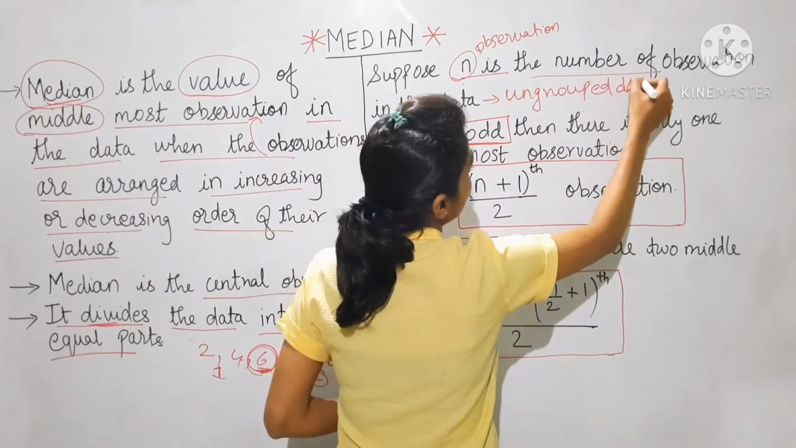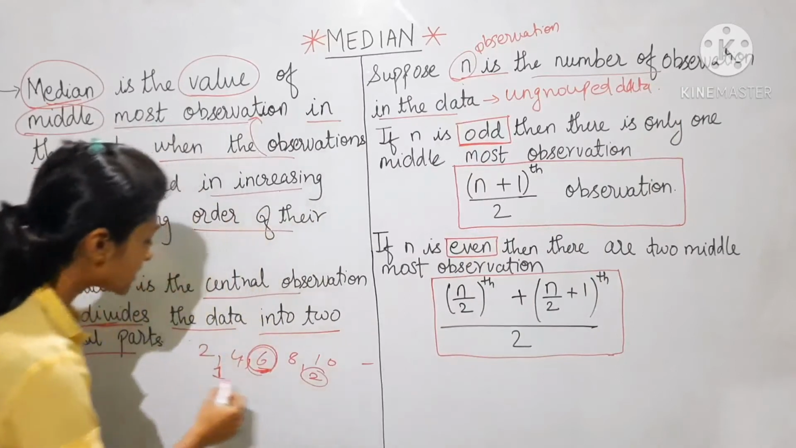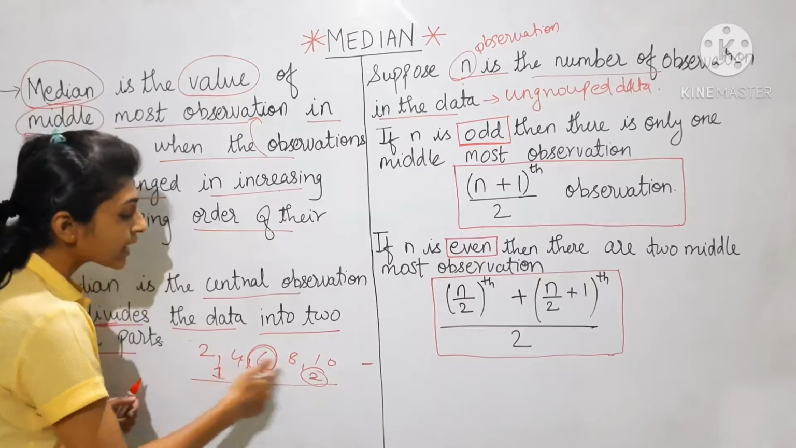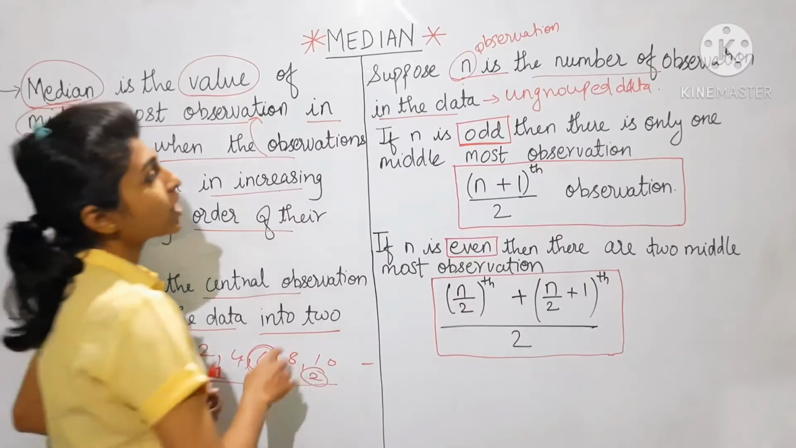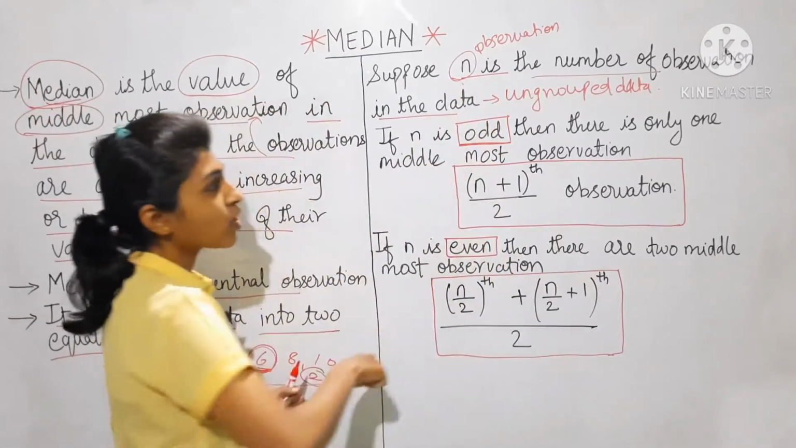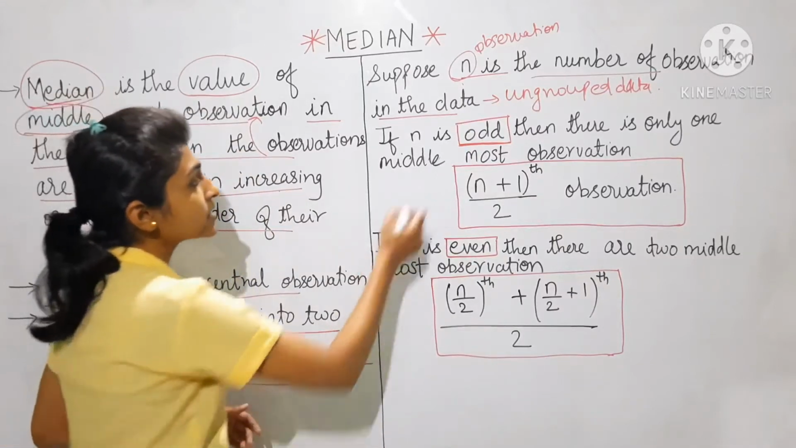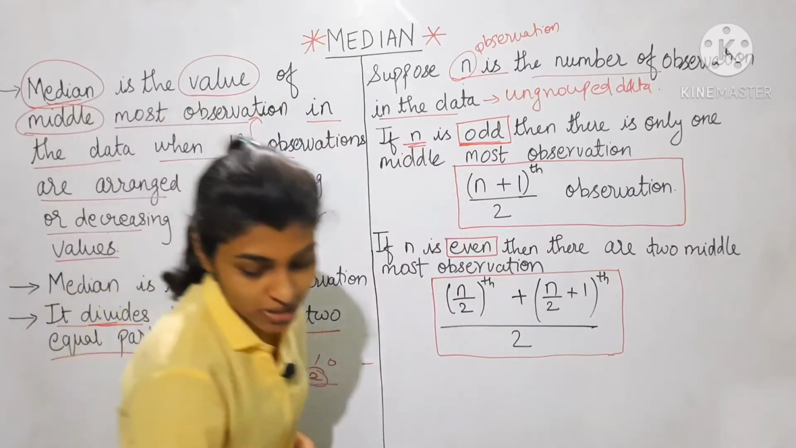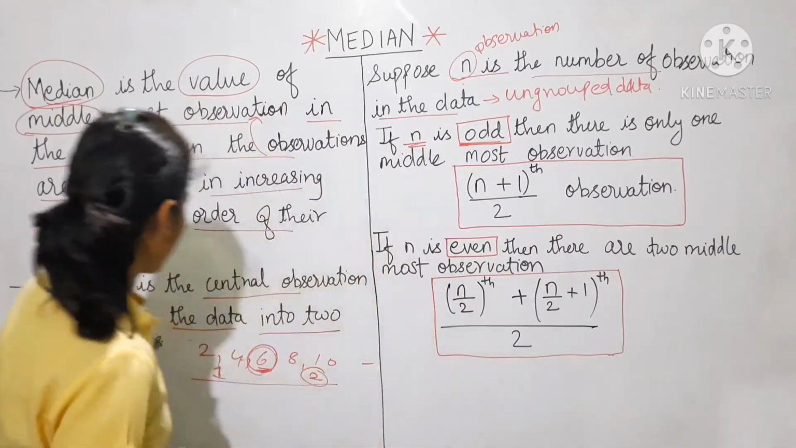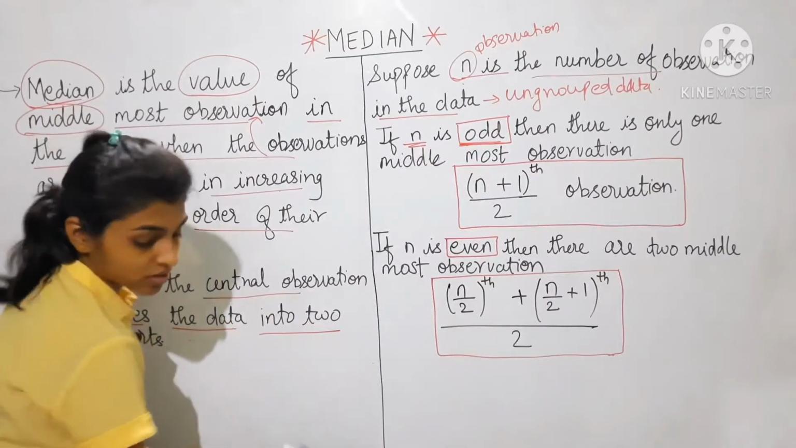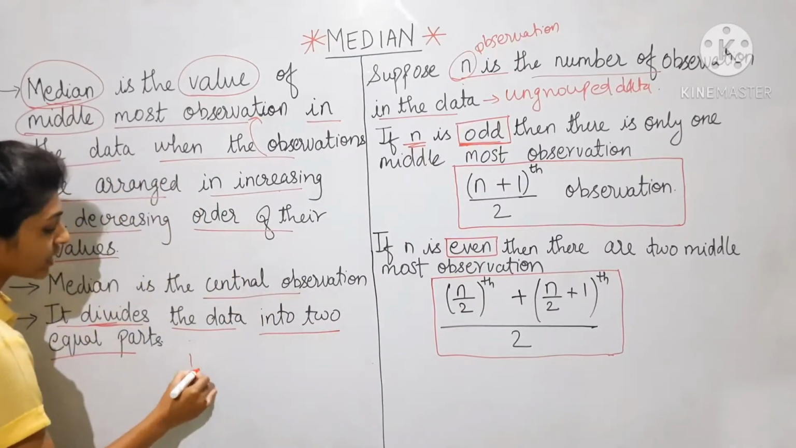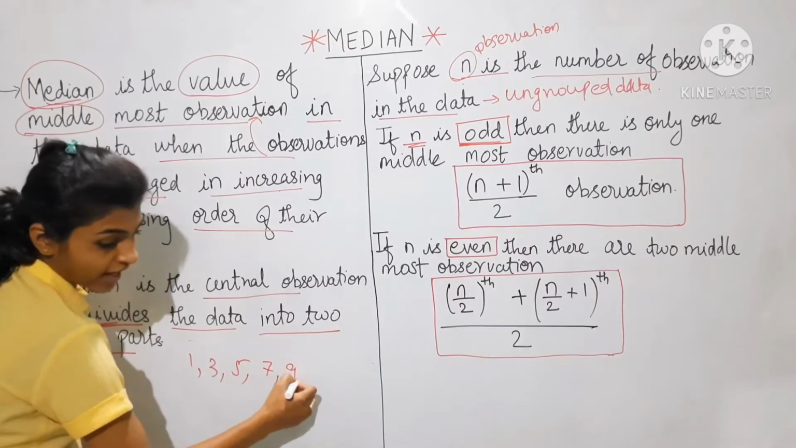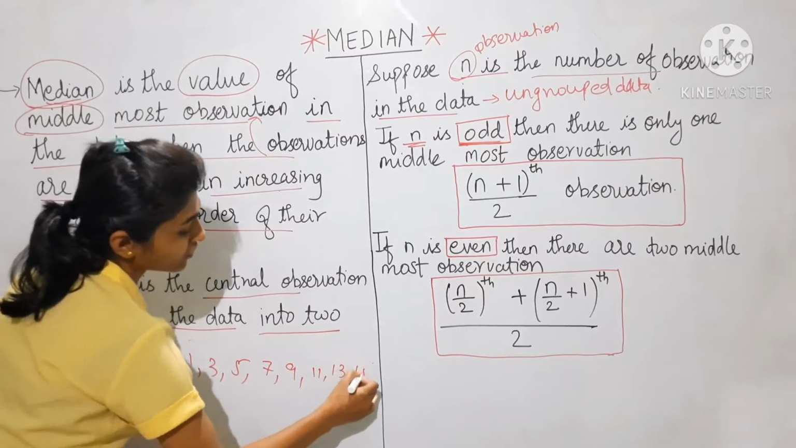Ungrouped data is also called individual observation. These are individual observations: 2, 4, 6, 8, 10 and so on. n is the number of observations in the data, and suppose this n is an odd number. Odd numbers are numbers like 1, 3, 5, 7, 9, 11, 13, 15 and so on.